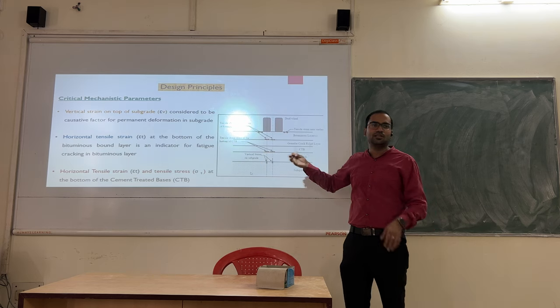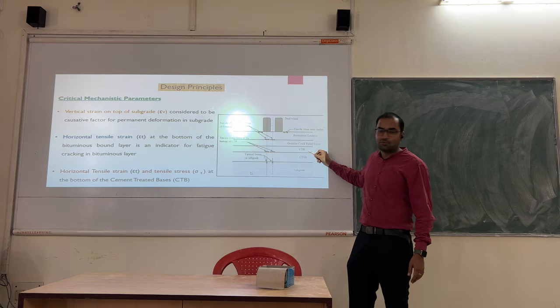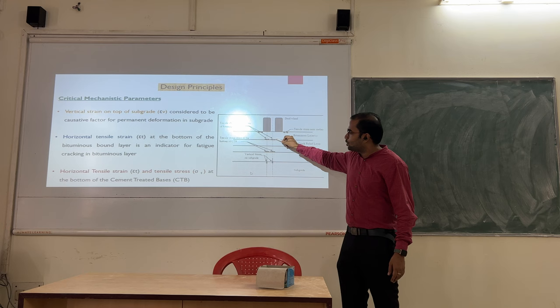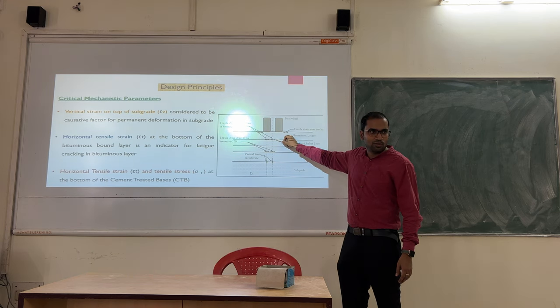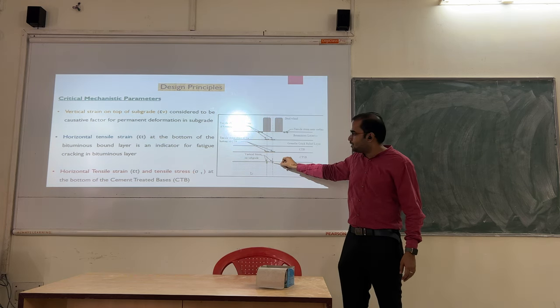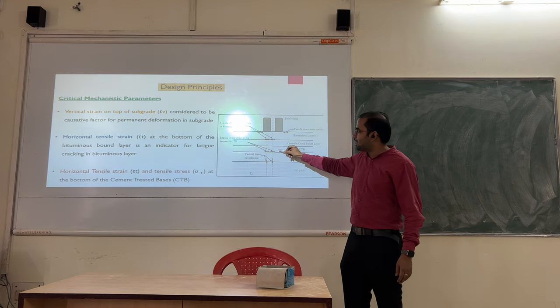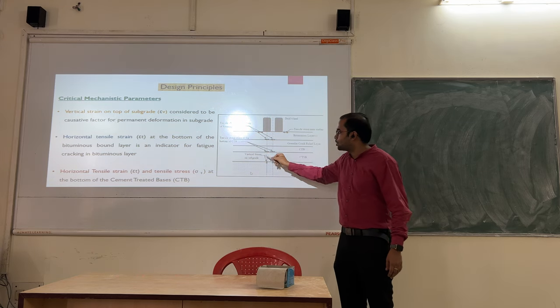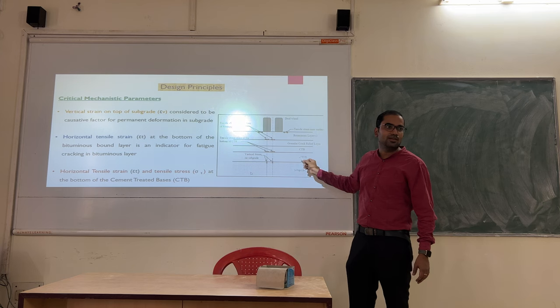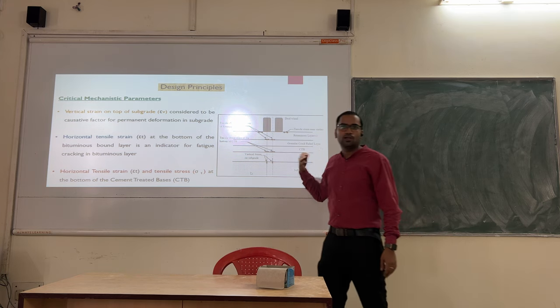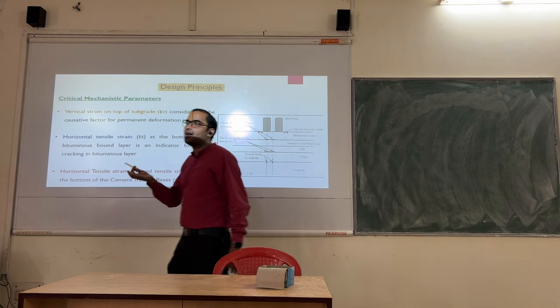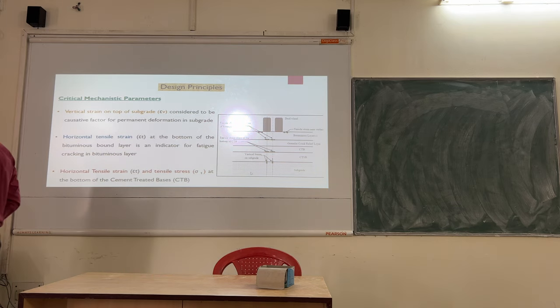But when you are using the cement treated base layer, you have to consider this calculation also: tensile strain at the bottom of the bituminous layer, vertical strain on the top of subgrade, as well as tensile strain at the bottom of CTB, the cement treated base layer. So when you are using CTB, three parameters will come into the picture.